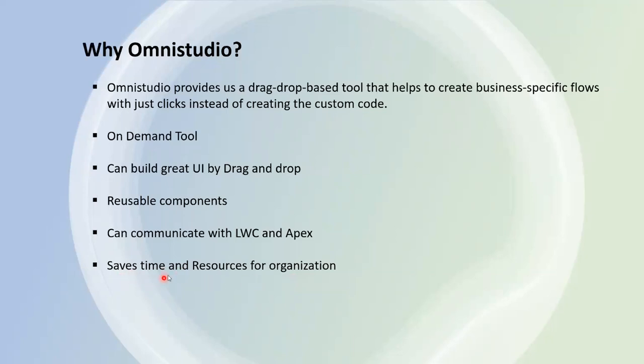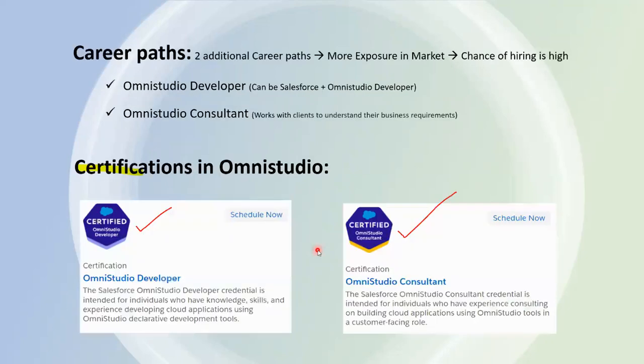So that means it's saving time. Resource for the organization means there's no need of hiring 2 or 3 people who know LWC. One person can do the same work that would be done via LWC. 3 people can be replaced by 1 person when that person is using Omni Studio. So that is the main advantage. I will be showing some pictures also. You will understand then. Let's go to the next screen.